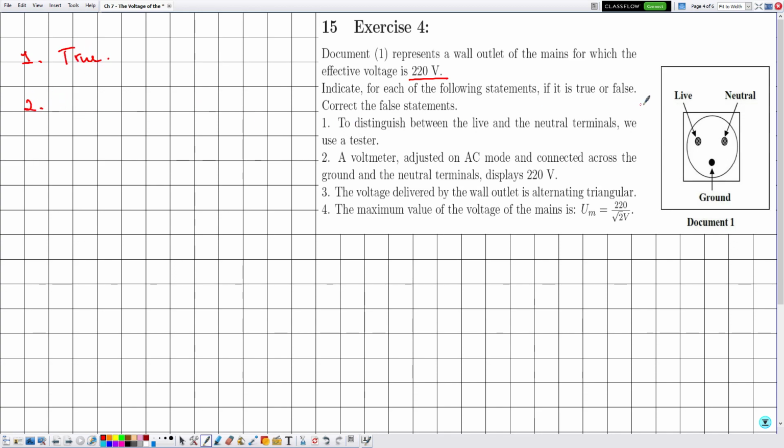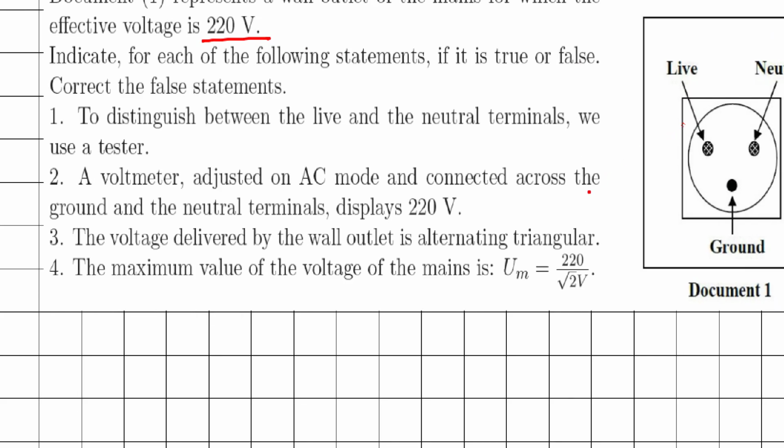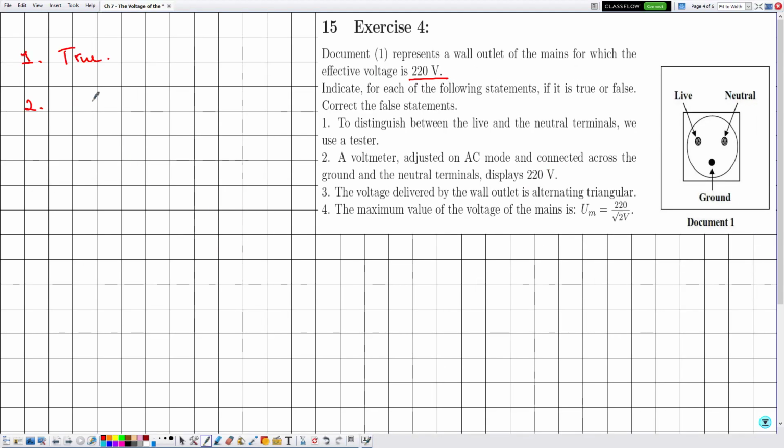As for the second statement, they are telling us a voltmeter adjusted on AC mode and connected across the ground and the neutral terminals displays 220 volts. So we know that the voltmeter measures the effective voltage, but at least one of the terminals must be connected to the live because the live is the one responsible for the electricity. So in this case, the statement is false. So here no justification applies, but we need to rewrite the statement correctly.